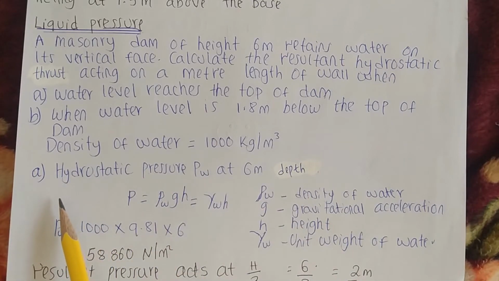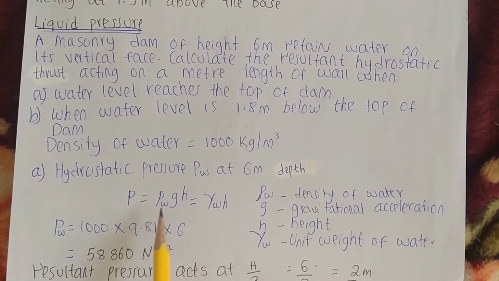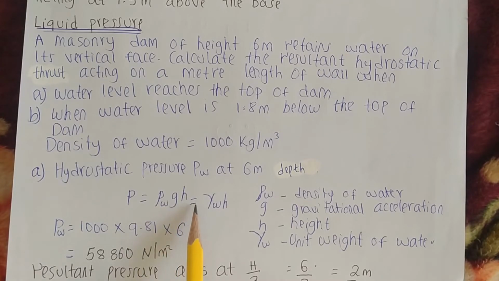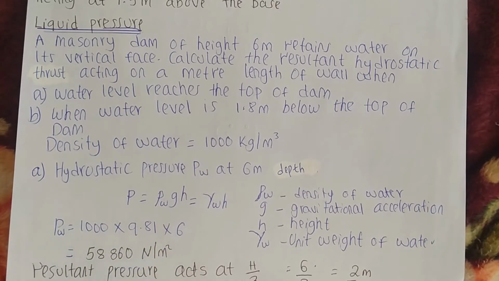First of all, we shall calculate question A. We shall calculate the hydrostatic pressure, that is PW at 6 meters. So 6 meters is when the water reaches the top of the dam. This is the formula that we shall use. P is equal to rho W, the density of water, multiplied by g, the gravitational acceleration, and H is the height. This can also be equal to gamma W, the unit weight of water, multiplied by the height. In our case, we are not given this, so we shall use P equal to rho W g multiplied by the height.